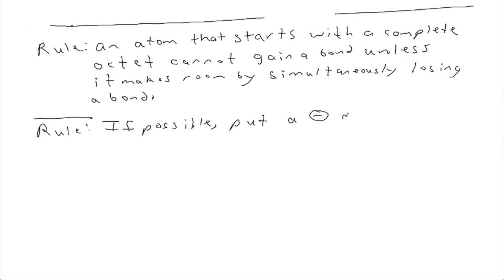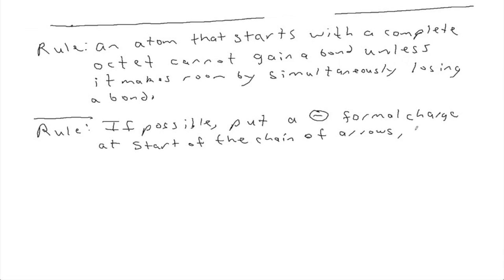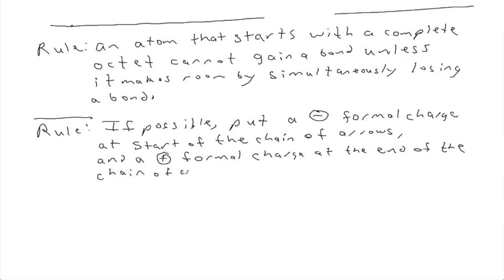put a negative formal charge at the start of the chain of arrows, and a positive formal charge at the end of the chain of arrows. So one of the implications of that is: do not put charges in the middle.